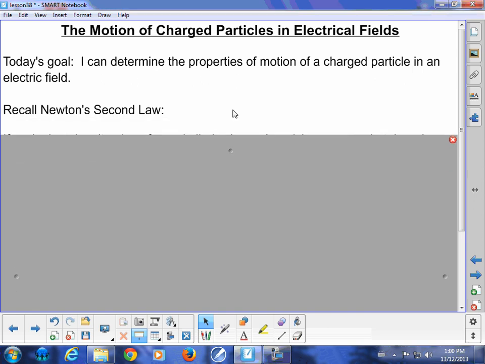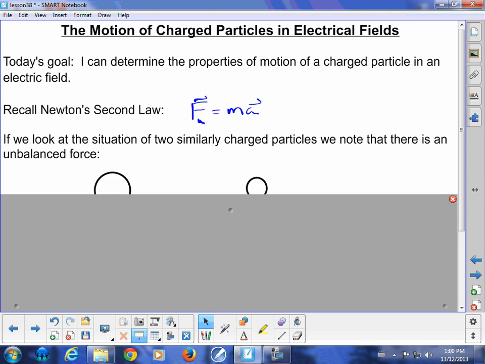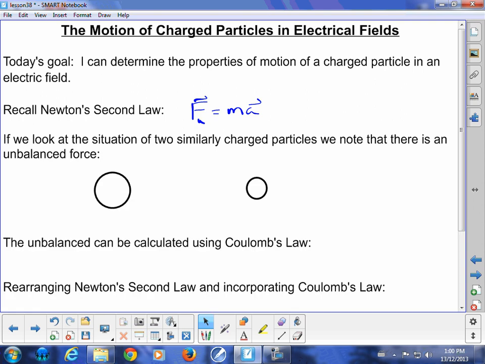So let's recall Newton's second law, the easiest part of the note. That's just your FU law. If we look at the situation of two similarly charged particles, we'll go positive and a negative, keep it simple. That wouldn't be similarly charged, so let's make them both positive. I'm going to lock one in place. So this guy over here, we're going to lock him in, and we'll call it fixed.